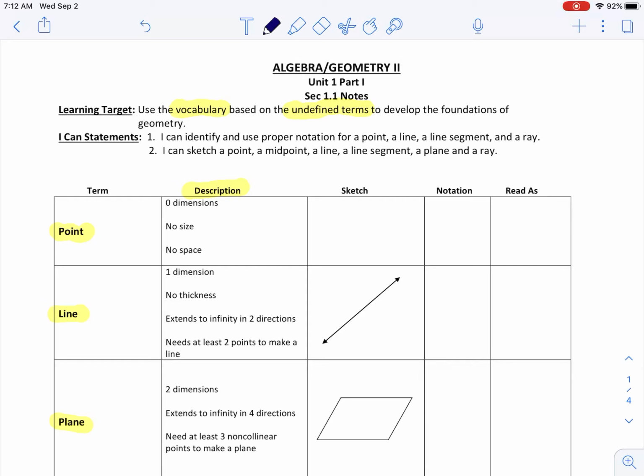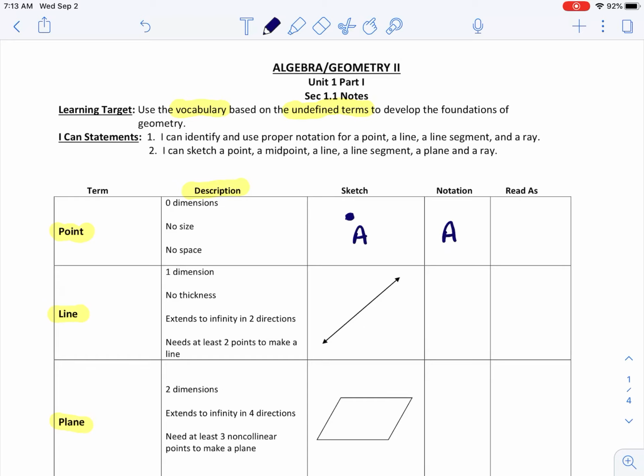So for the first one, a point, it has 0 dimensions, no size, no space, and how we represent it in geometry is by a little dot. Mine's not going to be circular. And we always label it with a capital letter. It does not have to be A, it can be any letter that you choose.